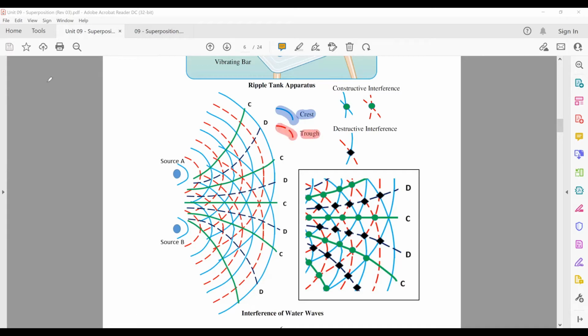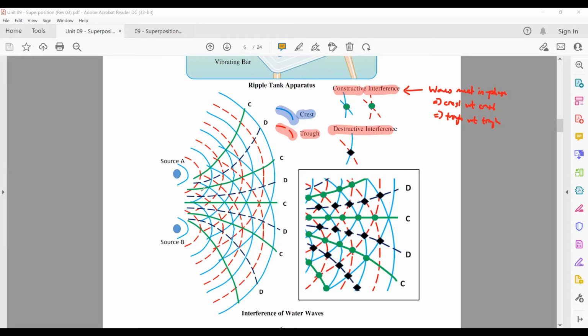represents the trough. When the waves from the two sources spread out and overlap, there will be certain specific points where you would have constructive interference and destructive interference. Now, constructive interference, remember I mentioned to you, is where the waves meet in phase. Waves meet in phase, meaning to say crest with crest or trough with trough.